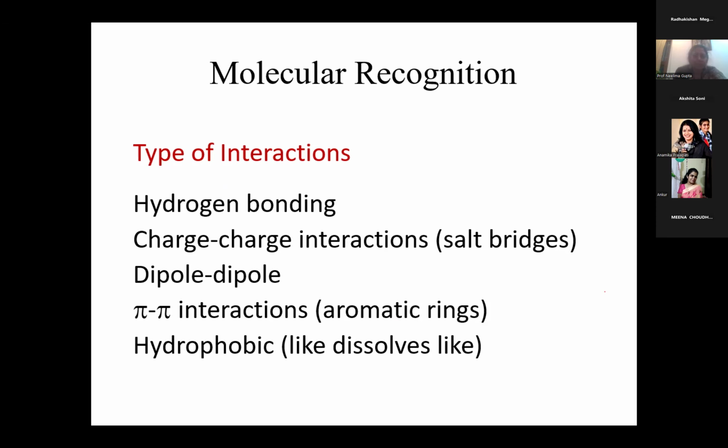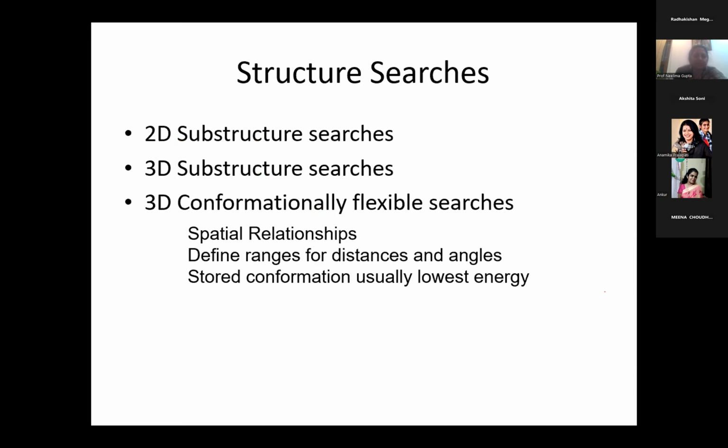Molecular recognition can be done by identifying different types of interactions, which I told you previously can be hydrogen bonding, charge-charge interaction, dipole-dipole interaction, pi-pi interaction, hydrophobic interaction, and similar. Structure searches is another aspect which one has to understand. 2D substructure search, 3D substructure search, and 3D conformationally flexible search can be understood.